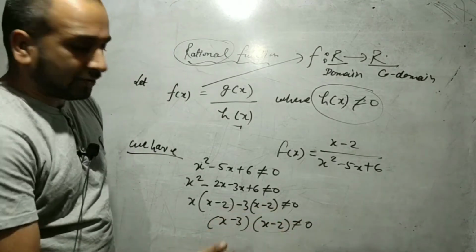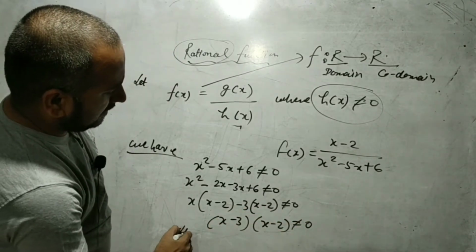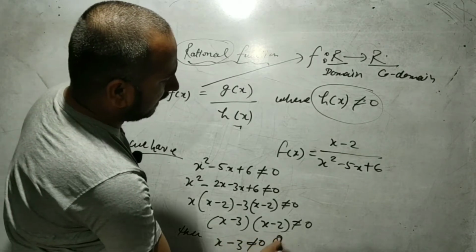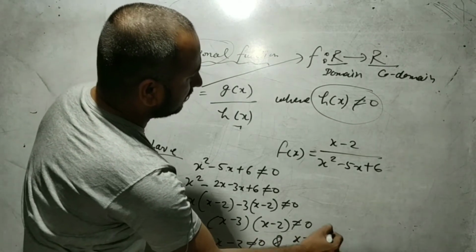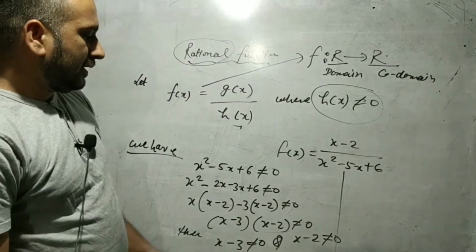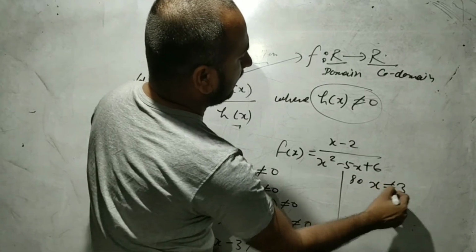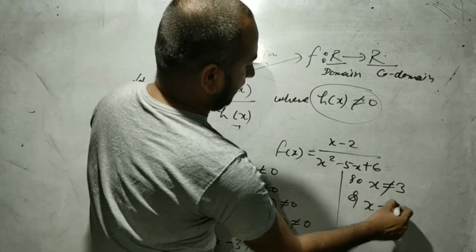So this means you can write x minus 3 does not equal 0 and x minus 2 does not equal 0. So the values are: x does not equal 3 and x does not equal 2.